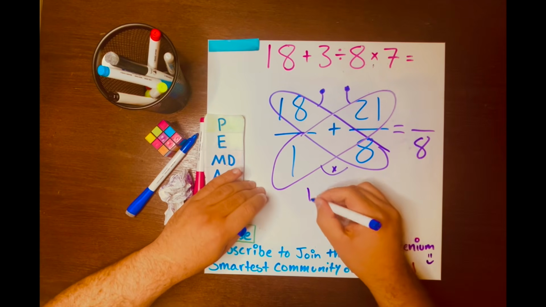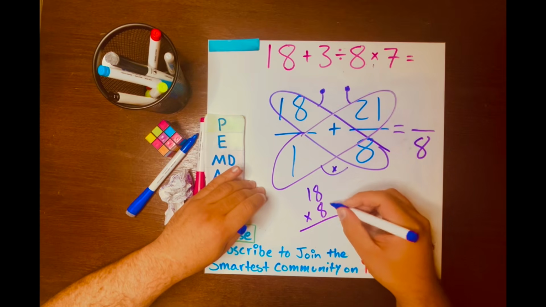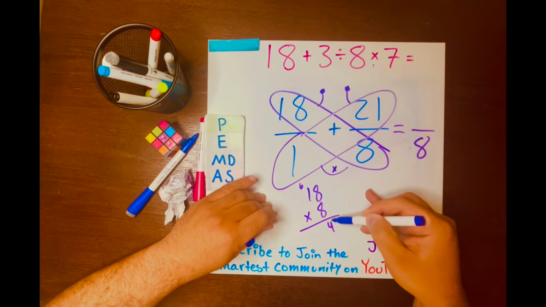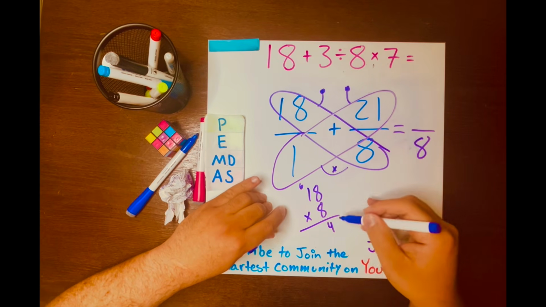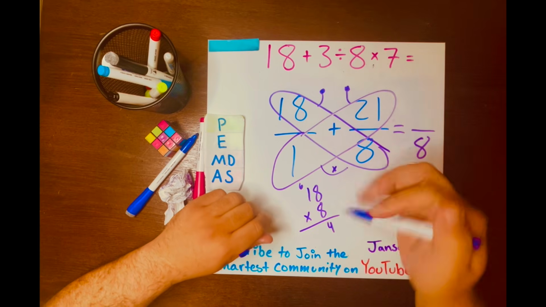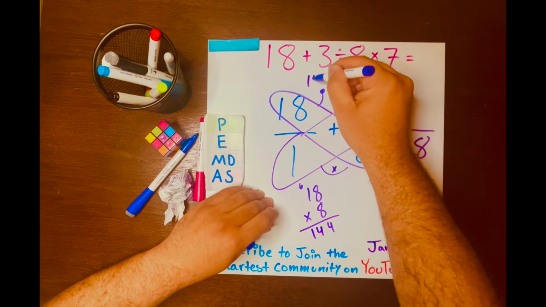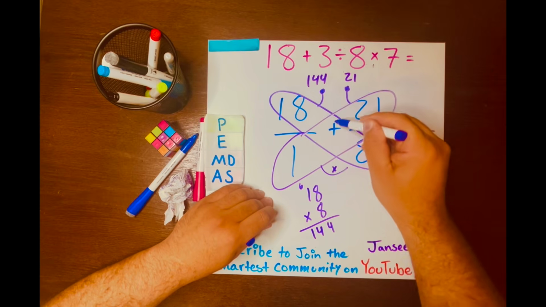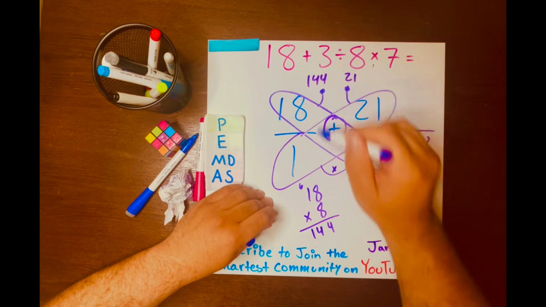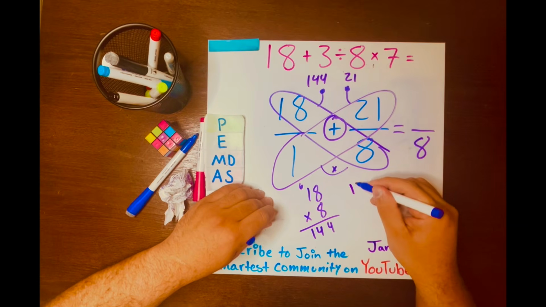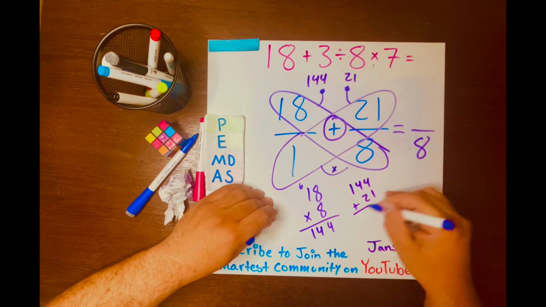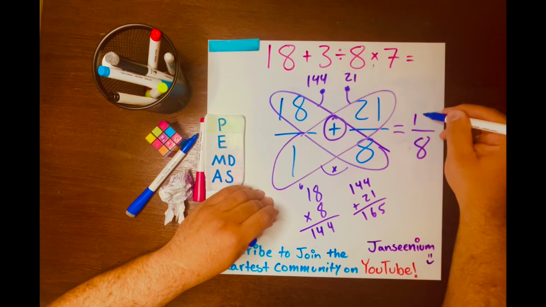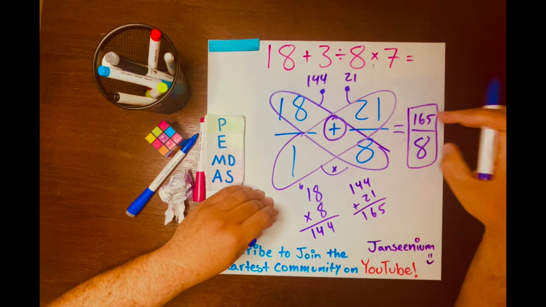Now let's figure out the numerator. So 18 times 8, that's a big number to multiply. You need to know your multiplications to do this. So 8 times 8 is 64. 8 times 1 is 8 plus 6 is 14. So we have 144. And then 1 times 21 is 21. That was easy. Next, you add. So 144 plus 21 is 165. So I have 165 over 8 as the answer, and that cannot be broken down further.